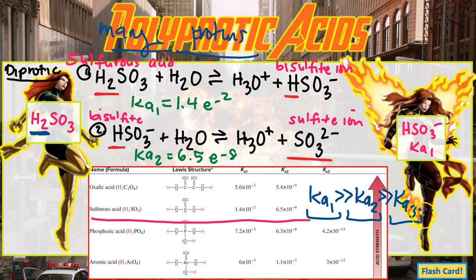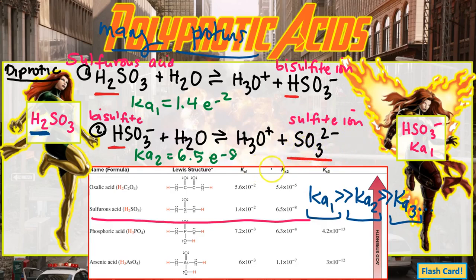Now, what do we know about HSO3 minus Phoenix? We know they still have an ionizable proton. And so if we were to get our second step to show that this proton is being donated, this proton is going to be attached to water. You're going to form H3O plus, and now you're going to form your conjugate base, SO3 2 minus, which is the sulfite ion. Okay, folks?